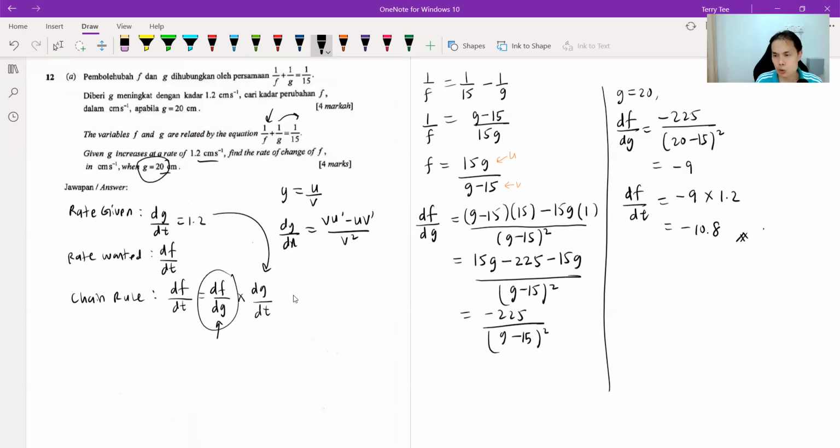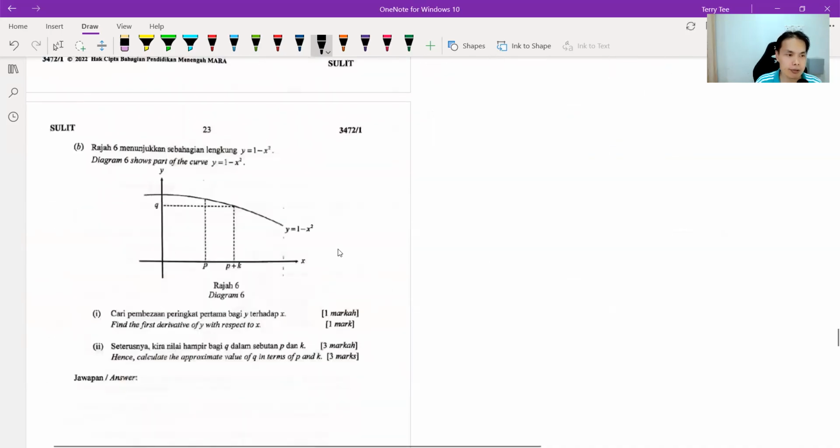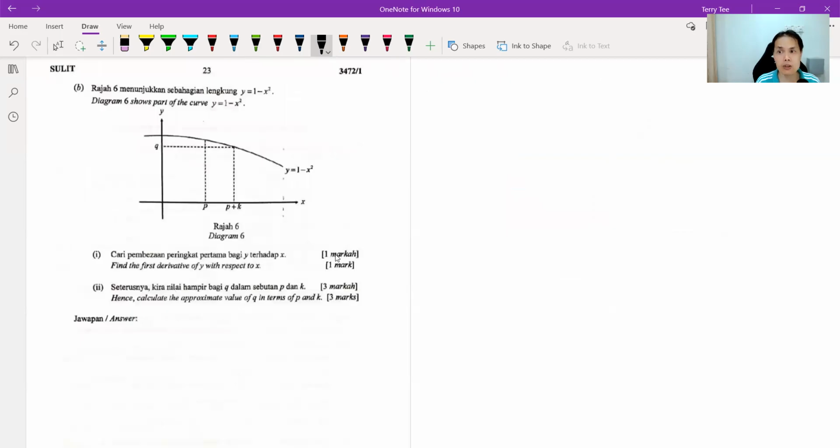Now, you can write the unit. The unit is going to be cm per second. But if you don't write, it's okay. If you're not sure, please don't write the unit because there's no marks given for the unit. All right. This is the first part. First part is rate of change. Second part is small change and approximation.